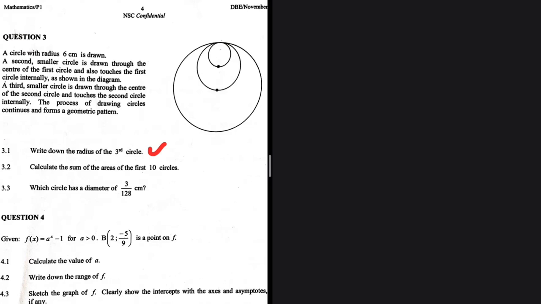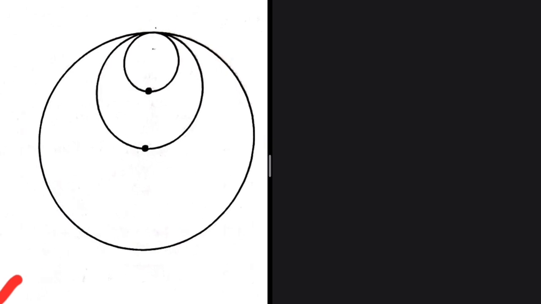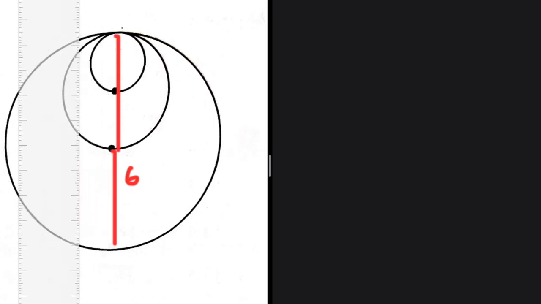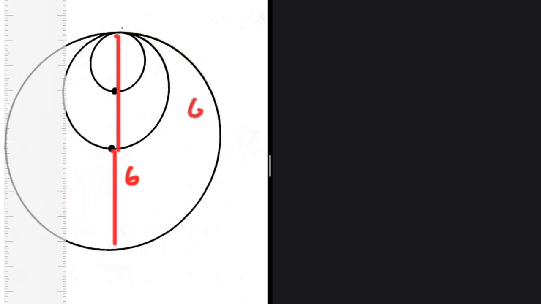Okay, so that is what we have. They form a geometric pattern. Back to our question, what does it say? Write down the radius of the third circle, and that is for 2 marks. Okay, we can do it the easy way, conceptualizing. Let's go ahead and take a look at that. We know fully well that the radius of the biggest circle is 6, right? So we have 6 there, and we have 6 right there. So that is also 6, okay?